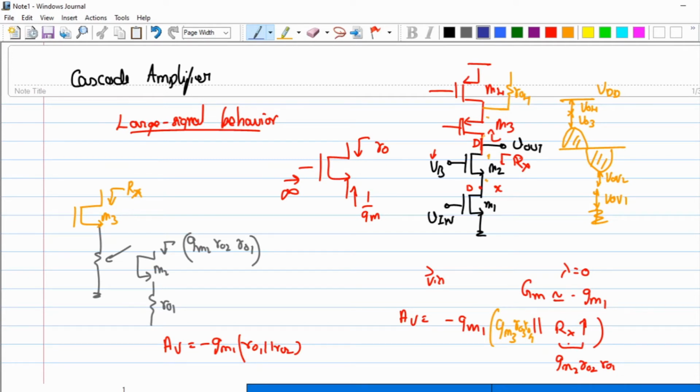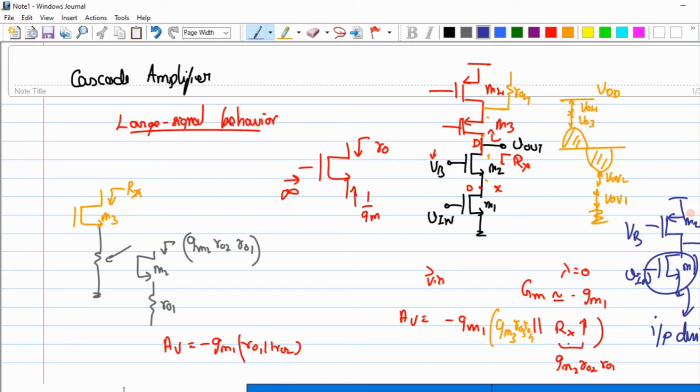There is a special name for this M1. When we spoke about a CS amplifier with current source load, we had a special name for this M1 and M2. What are those names? This is VB. So this M1 was called the input device, and we call this M2 not the output device but the load. Okay, so that is what we said.